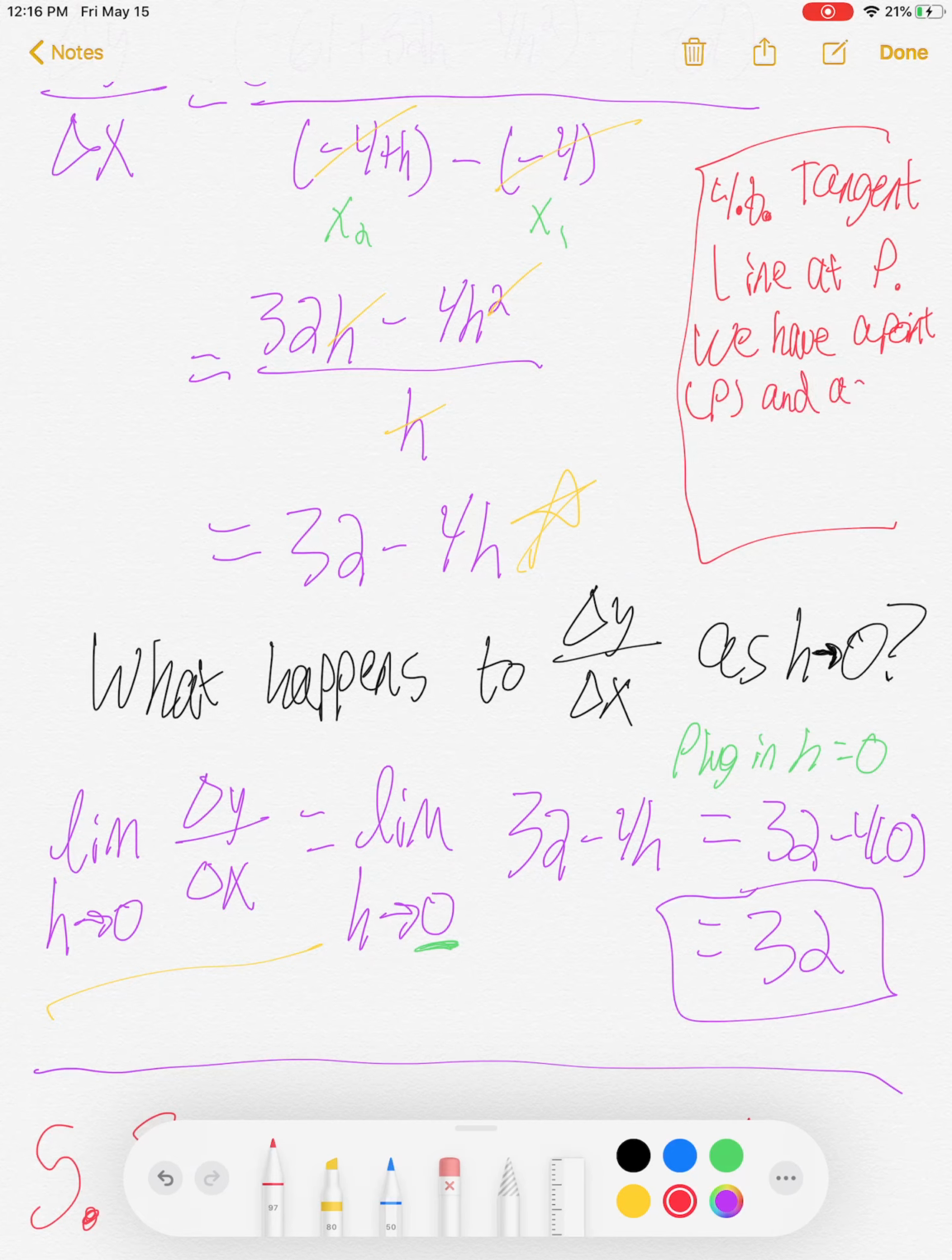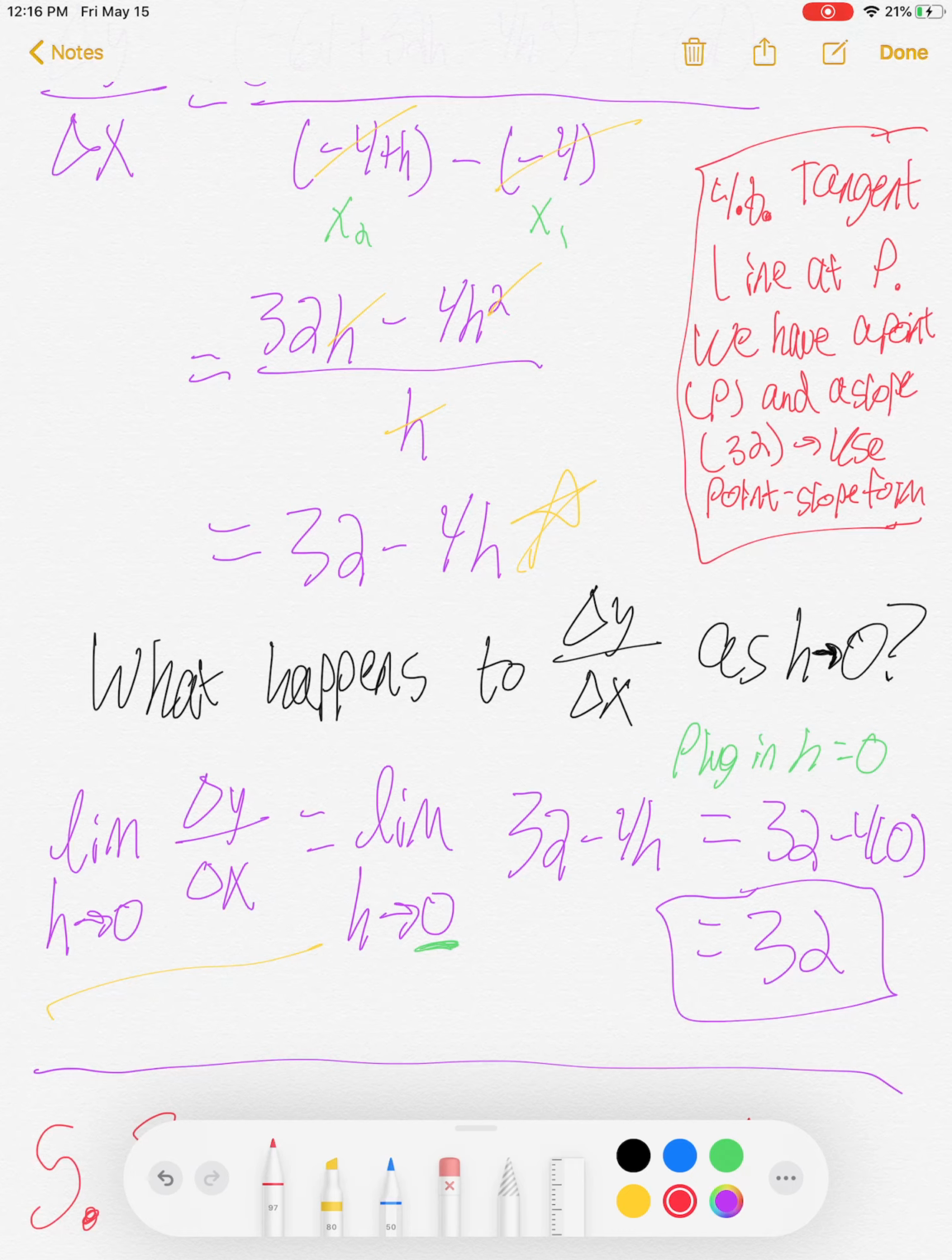And a slope, now we have a slope. Right, we found that slope to be 32. So then you're just going to use the point slope form of a line. Point slope form. And then you're just going to plug it in and simplify if you like.